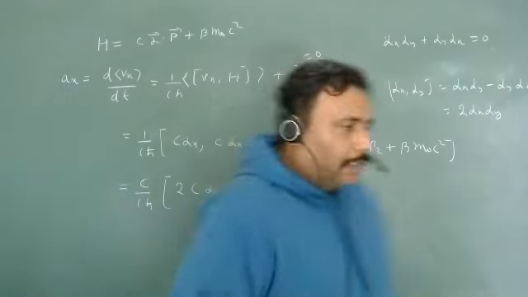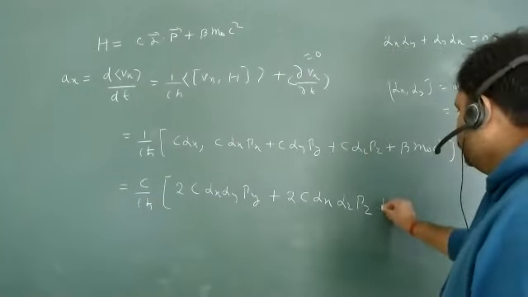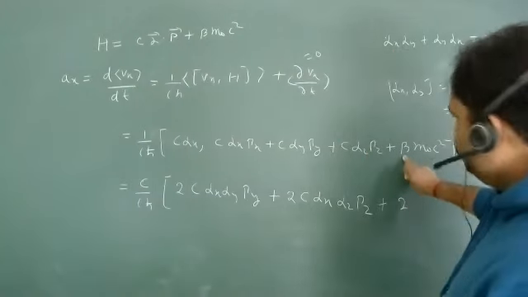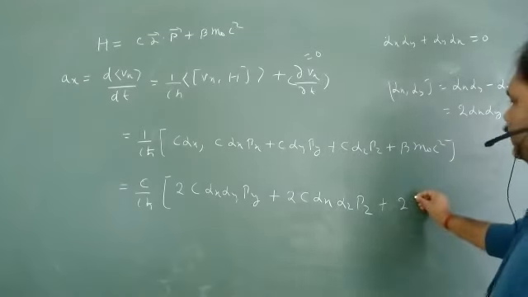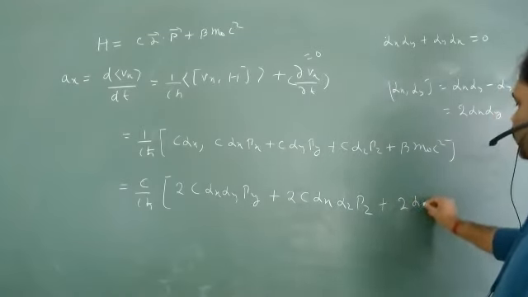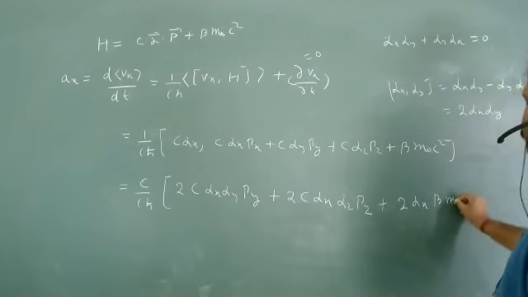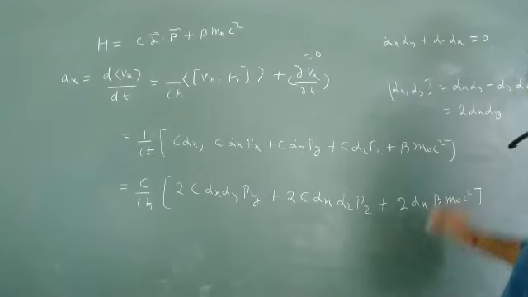And third, I can write 2, because beta and alpha x are also going to anti-commute. So I can write 2 alpha x beta m naught c square.